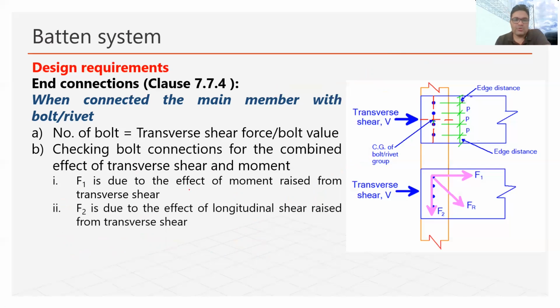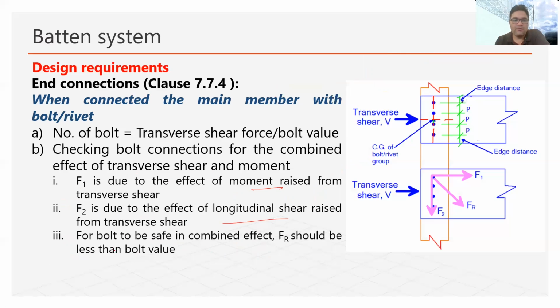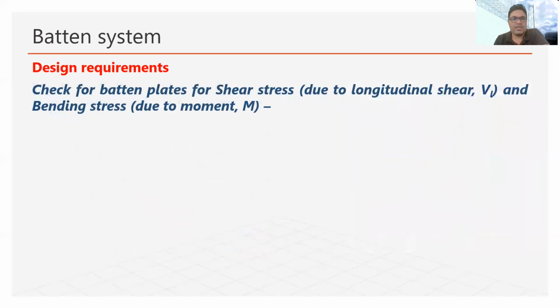So F1 is due to the effect of moment, F2 is due to the effect of longitudinal shear, and for the bolt to be safe in combined effect, FR should be less than the bolt value. So this is the requirement. This is the major requirement that we have to satisfy.